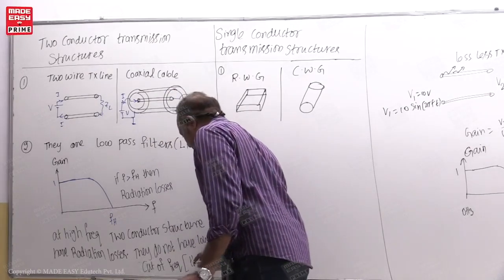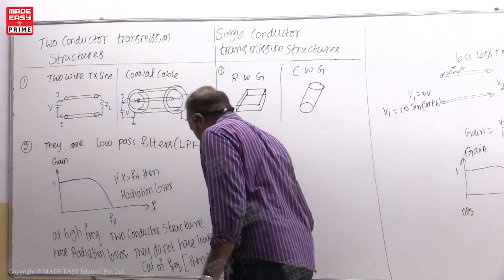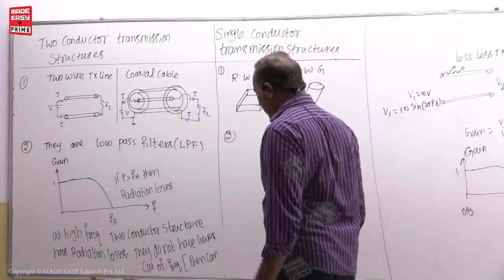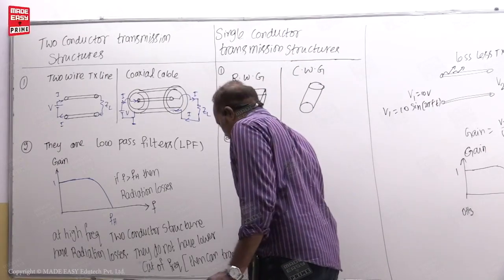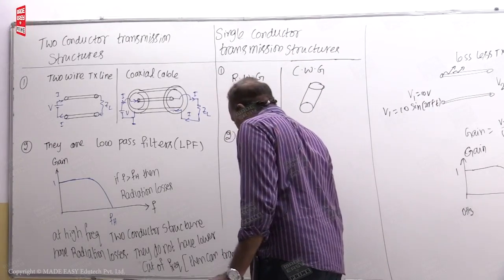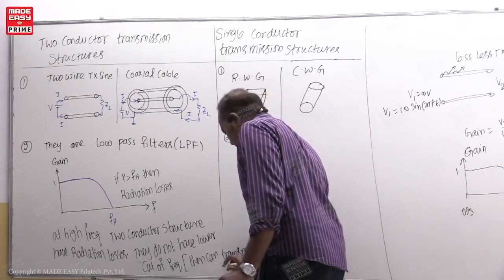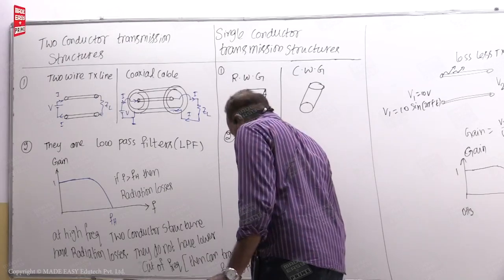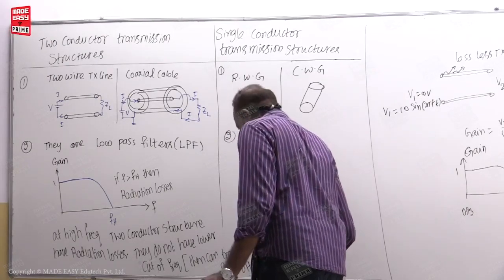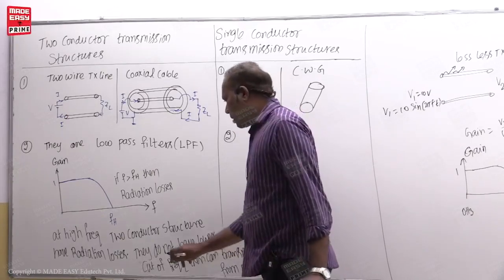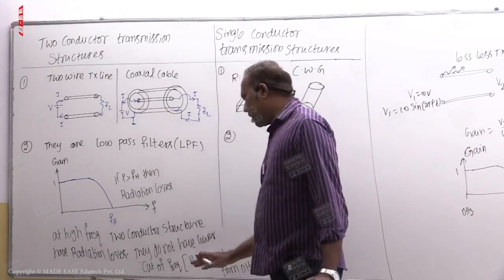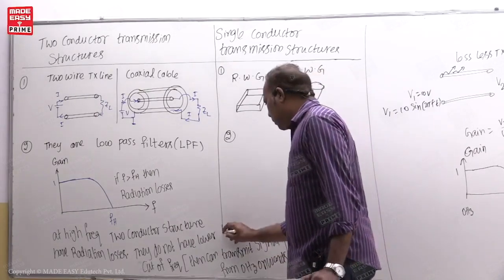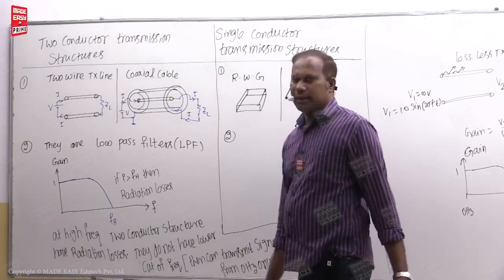The meaning is they can transmit signal from 0 Hz onwards. Because some students get confused, that is why I am writing very clearly. They don't have a lower cutoff frequency. What is the meaning? They can transmit signal from 0 Hz onwards. So that is the meaning of that one, student.